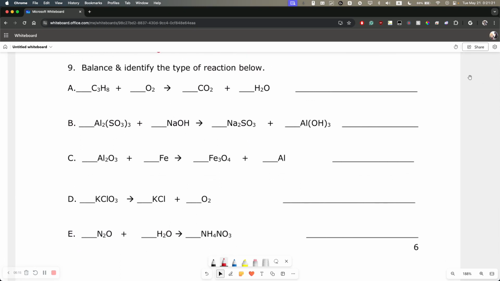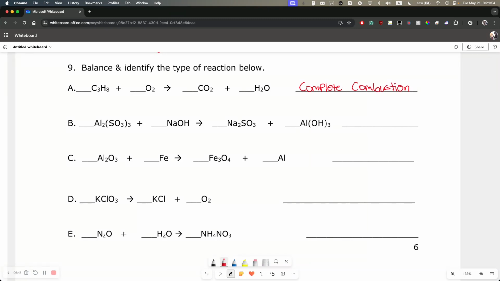Let's take a look at 9a. Balance and identify the types of reaction below. We have C3H8, O2, CO2, and H2O. Well, we talked about this, right? We have hydrocarbon fuel, propane, and then we have our oxygen going in, which produces carbon dioxide and water, which is going to be our complete combustion reaction.